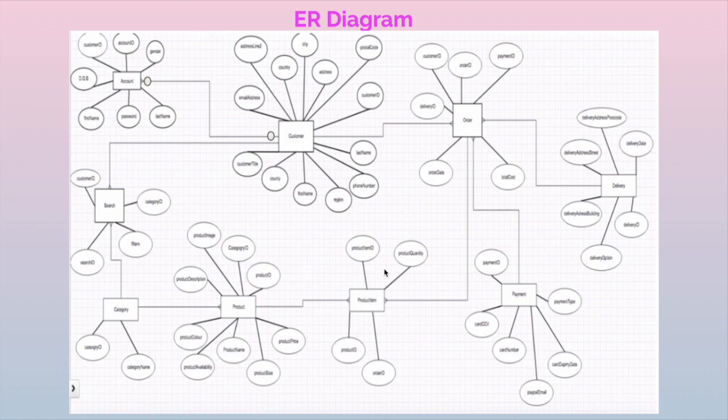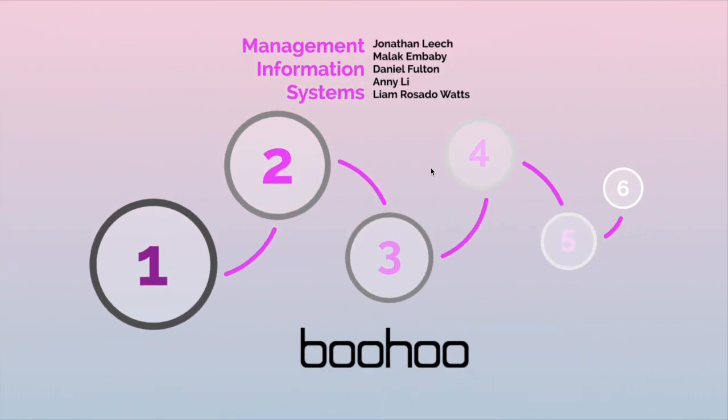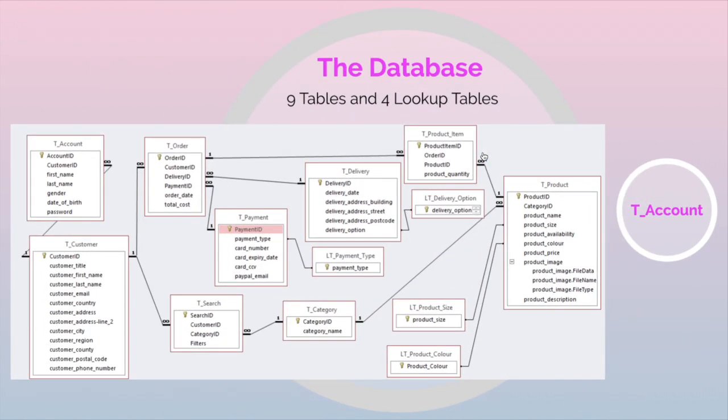The last relationship is between the customer search and category entities. A customer can look for many categories, and a category can be searched for by many customers. Therefore, as with order and product, a junction entity, in this instance search, is required to simplify the many-to-many relationship into two one-to-manys. We have also created a database using Microsoft Access to complement the ER diagram.